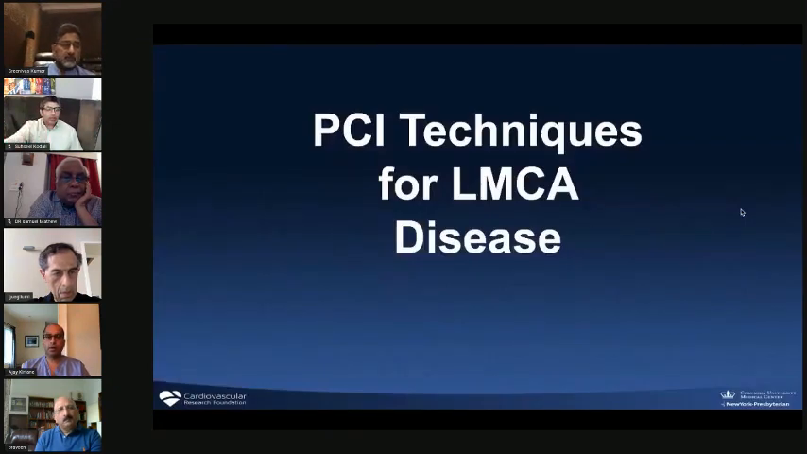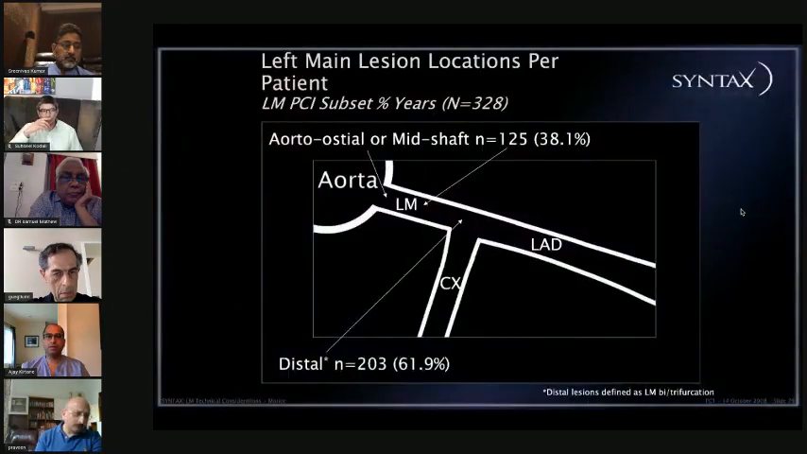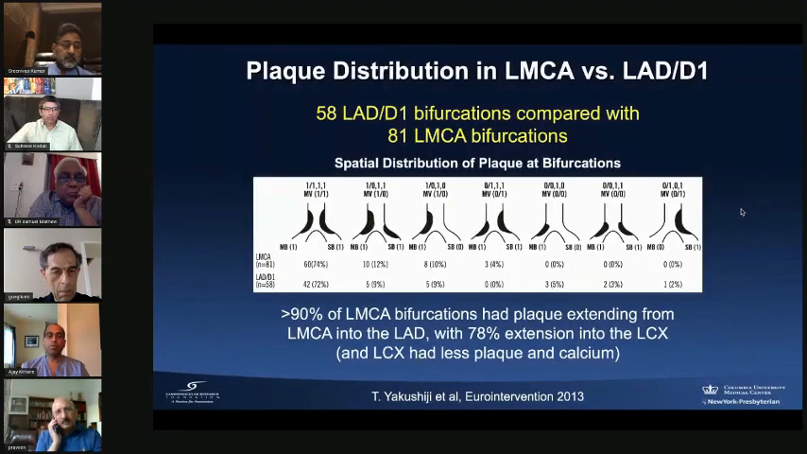Really quick on the end of the talk, PCI techniques for left main disease. As I mentioned before, even in SYNTAX, the distal left main was involved in 60% of cases. We saw it was even higher in EXCEL and NOBLE. Remember that left main disease is a continuous process. And even if you see ostial LAD, IVUS will show you that it usually goes back into the left main as well. So there's plaque in the left main that extends into both branches, and that needs to be dealt with appropriately.